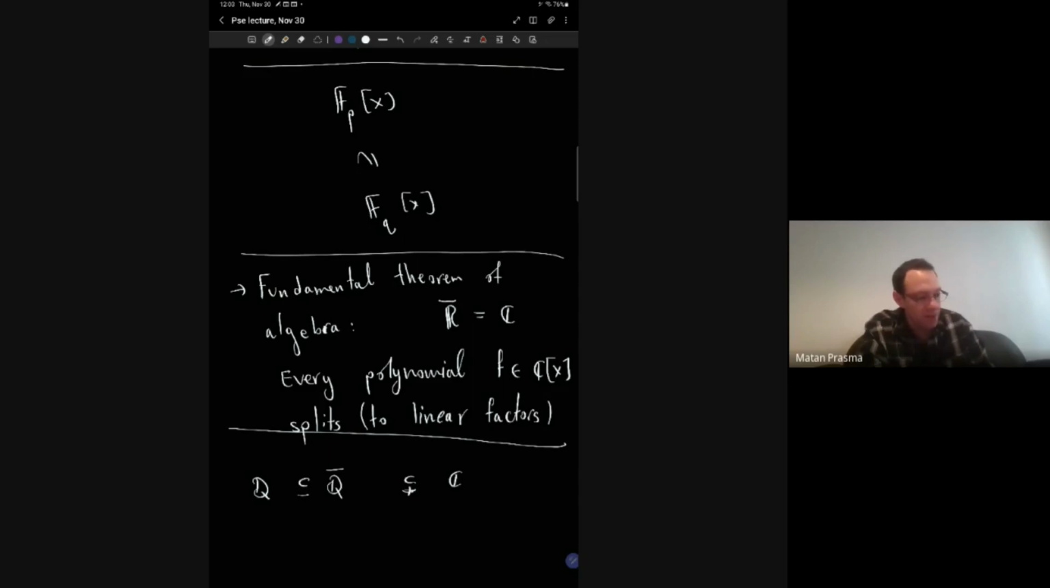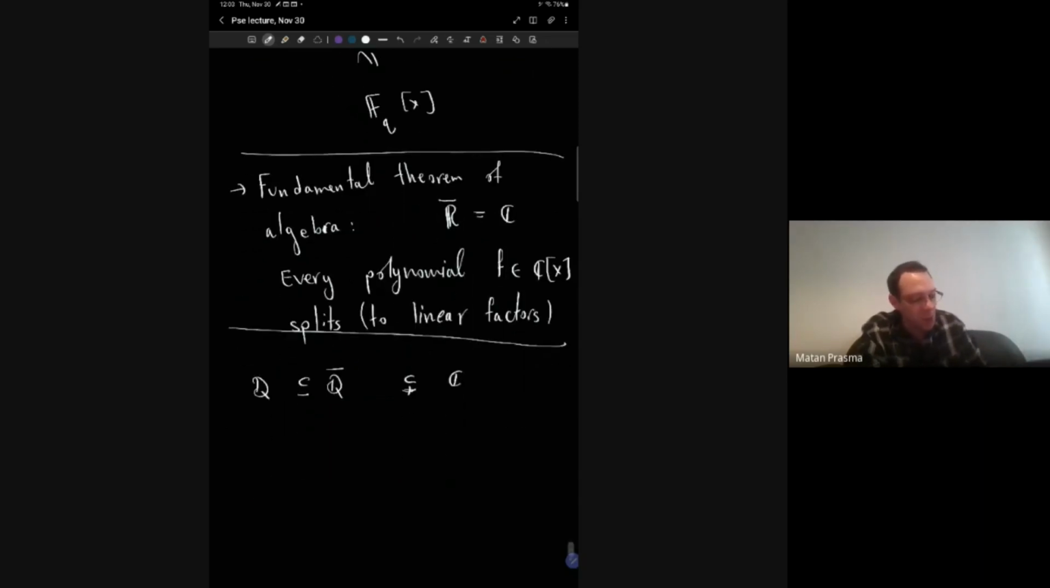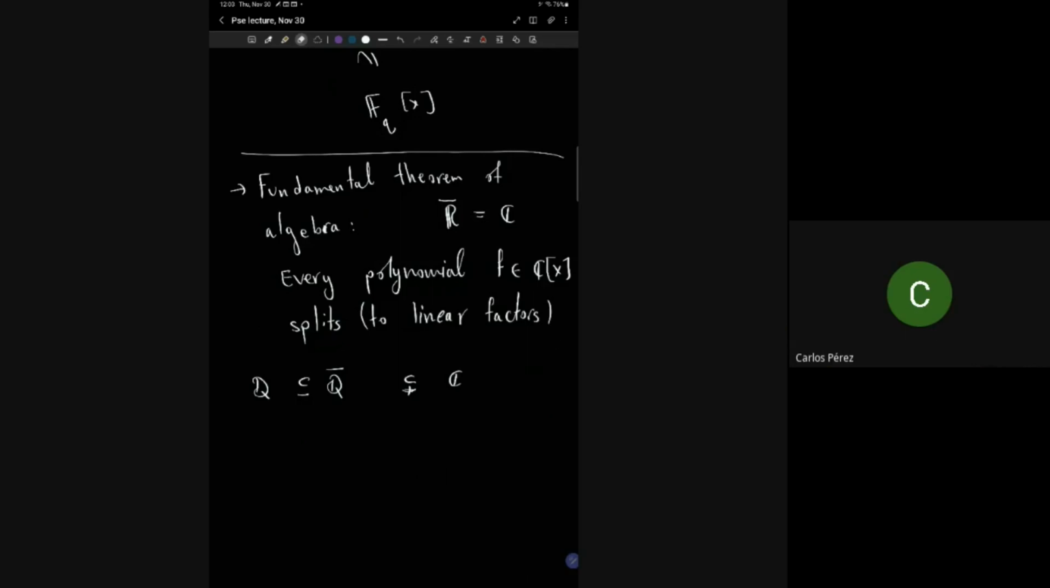It tells you that once you add the root of the polynomial x squared plus 1, you kind of automatically add all the roots of all the polynomials. So that's cool. It's a nice property. Okay, thank you, Matan.